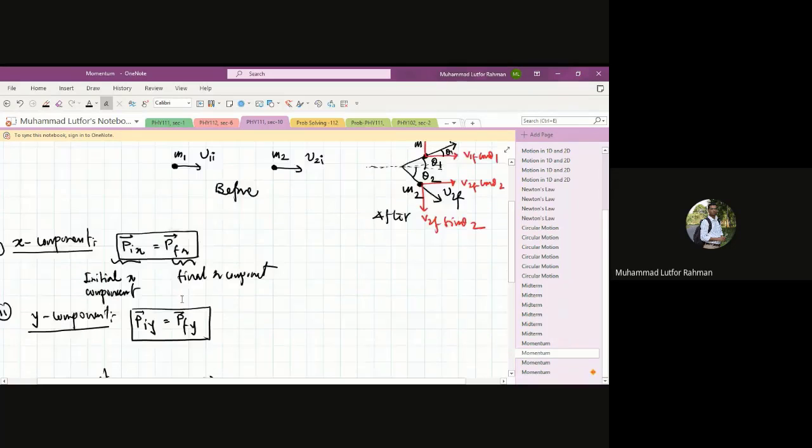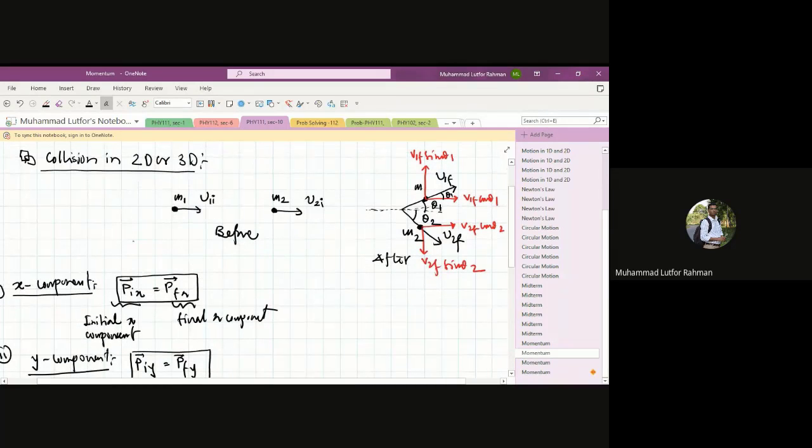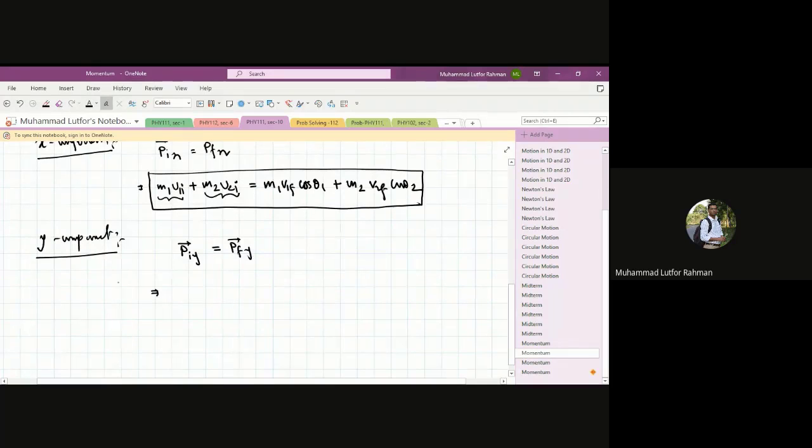Initially, both masses are traveling in the x direction, right? If I use this as my reference axis, say this is my x direction and this is my y direction, then initially the two masses have no y component of momentum because they are traveling only in the horizontal direction. They have no component in the y direction. So the initial momentum would be 0, right? It must be equal to the final momentum.